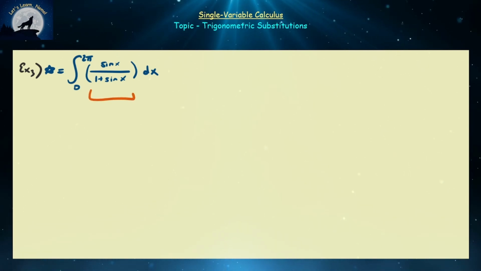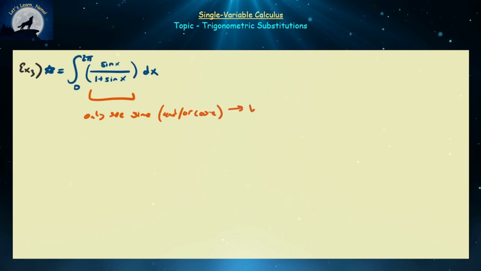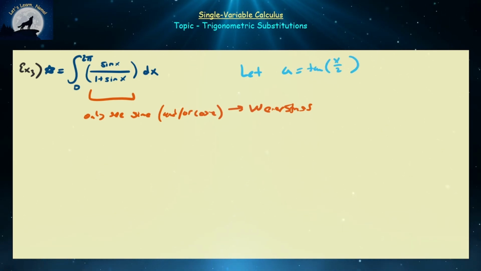So if you only see sine and or cosine, then the Weierstrass substitution is always a good move to use because it's always going to turn it into a rational function, and we've already proven that. So what we're going to do is we're going to let u be equal to the tangent of x over 2. Okay? So when we let u be equal to the tangent of x over 2, then what do we have?